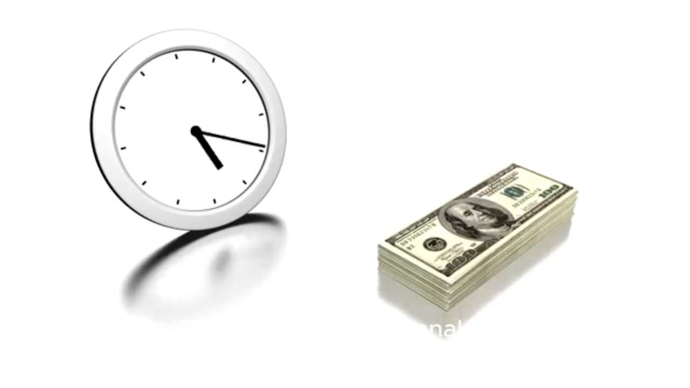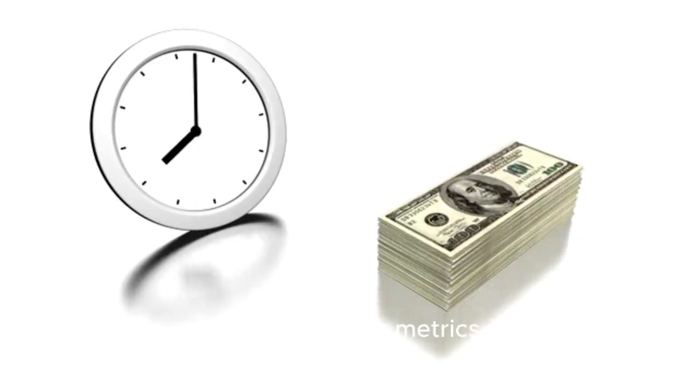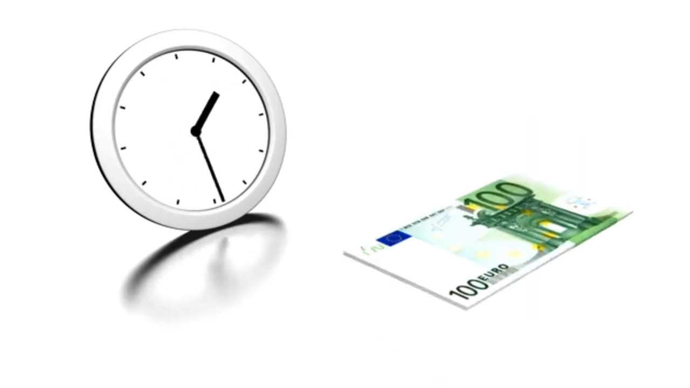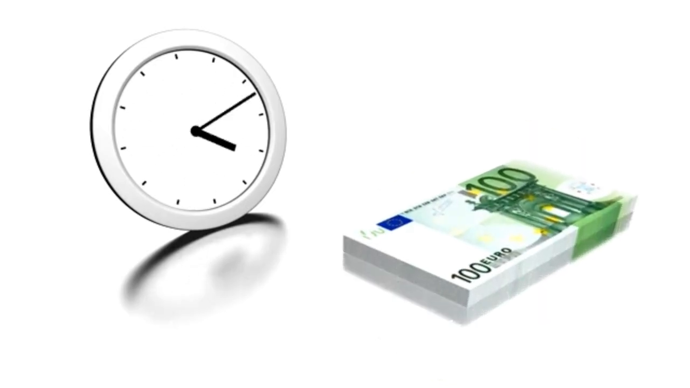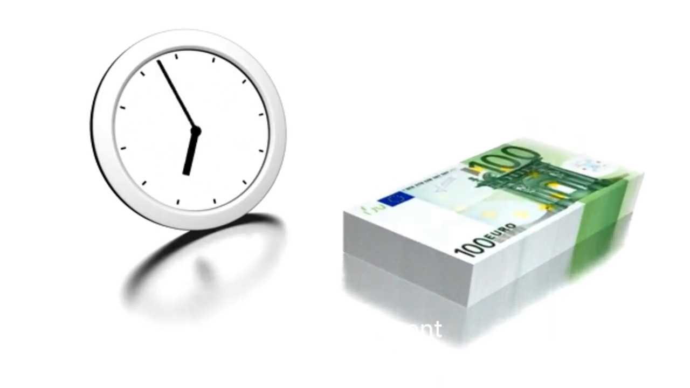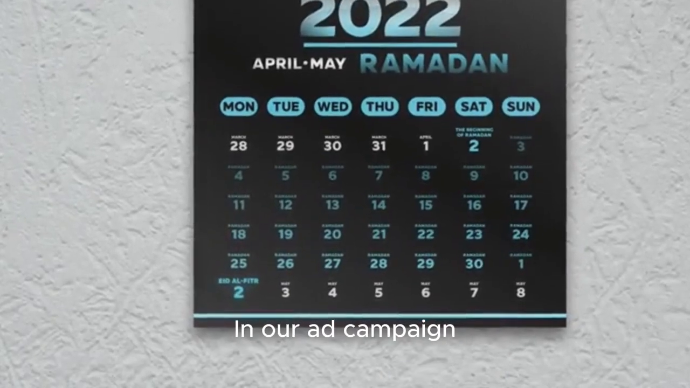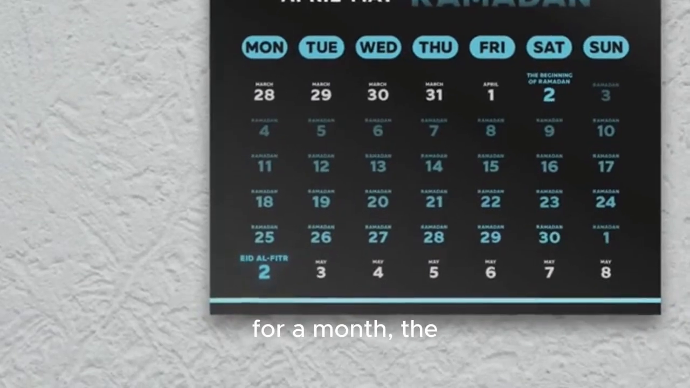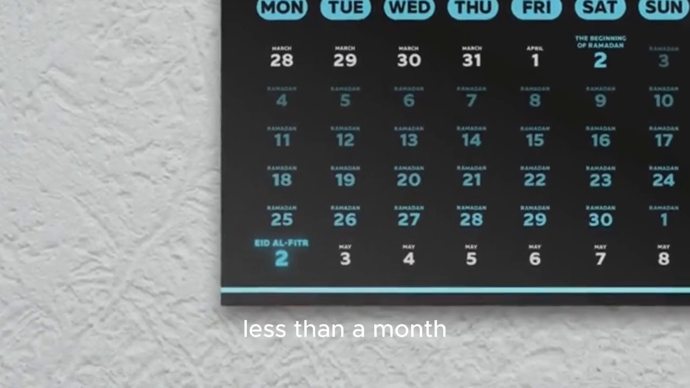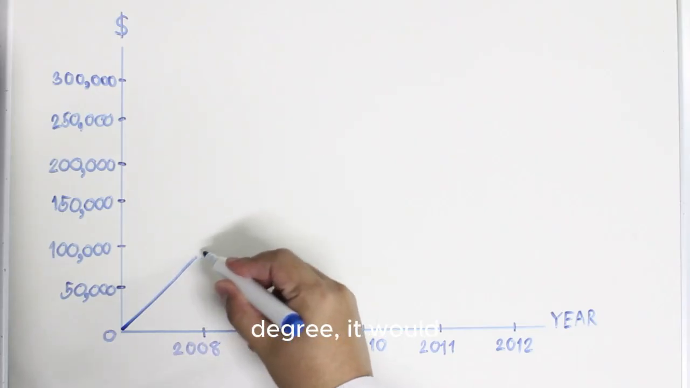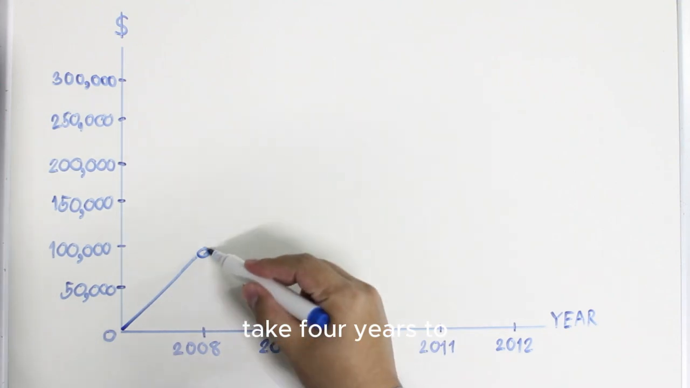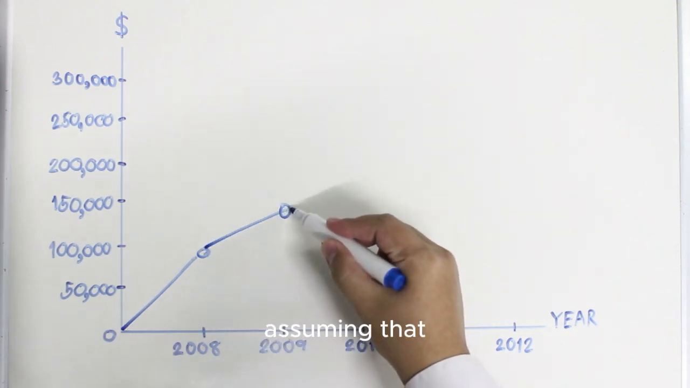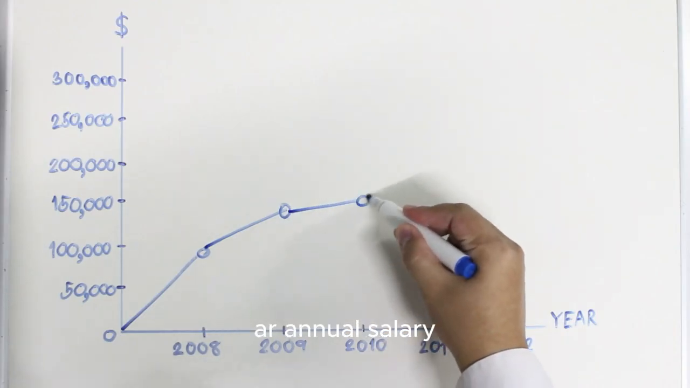That's why financial analysts often use other metrics alongside ROI, like the payback period, which tells you how long it takes to earn back your initial investment. In our ad campaign example, if it ran for a month, the payback period was less than a month. For the college degree, it would take 4 years to earn back the $80,000 investment, assuming that $20,000 annual salary boost.